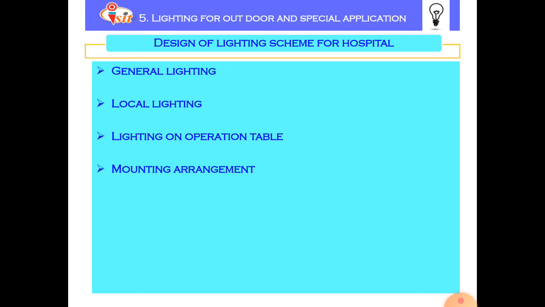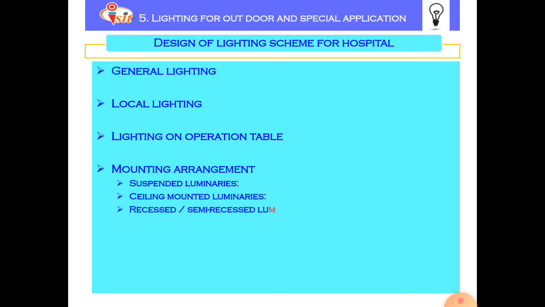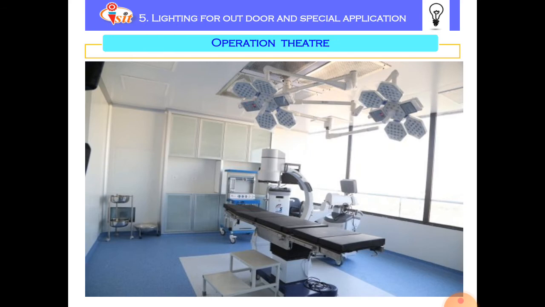In that mounting arrangement, various types of luminaires are mounted over the ceiling, such as suspended luminaires, ceiling mounted luminaires, and recessed or semi-recessed luminaires. The mounting arrangement we will see in detail later.